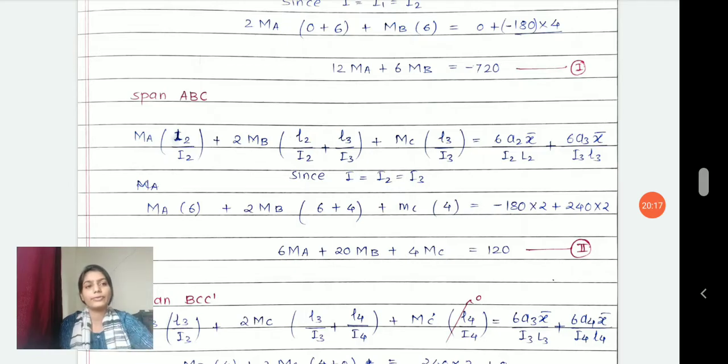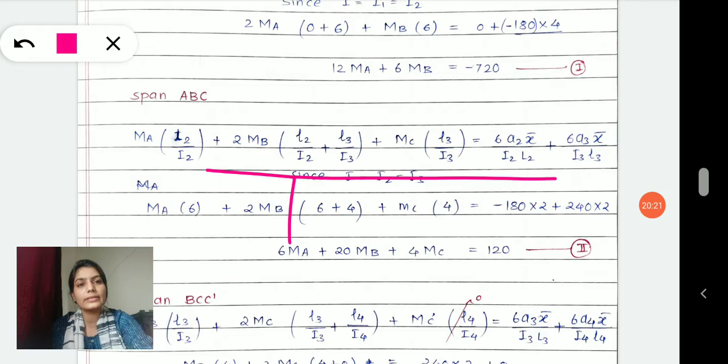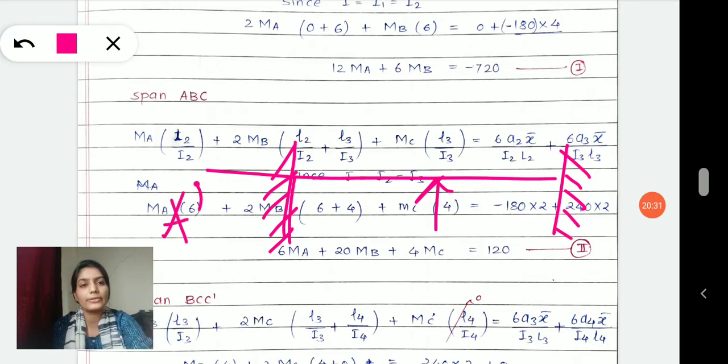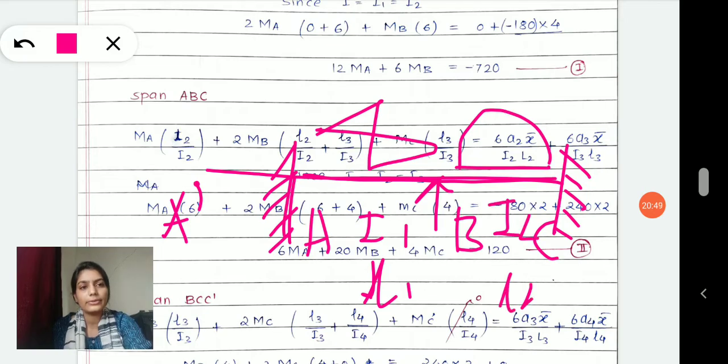Next, calculating for the next span. What will be my next span? This is my fixed end, this is my B support, this is my second fixed end. I am trying to write it now. Apply the Clapeyron theorem for A, B and C span. The bending moment for the first span is like this, the bending moment for the second span is like this, and I1, L1 from here, I2, L2, right?